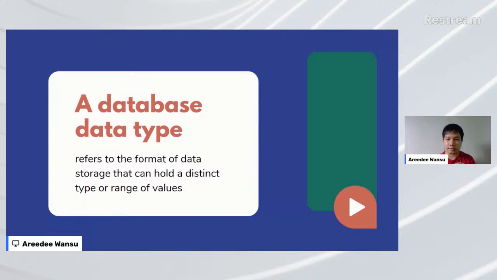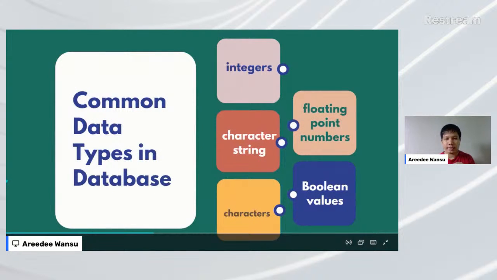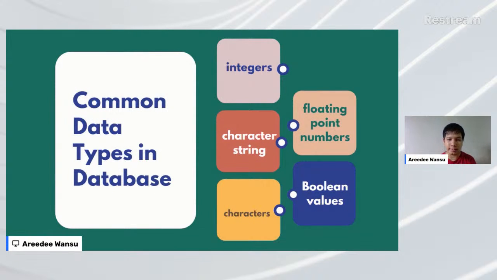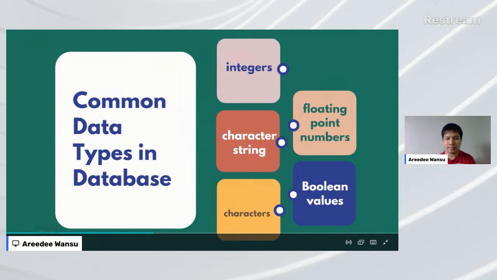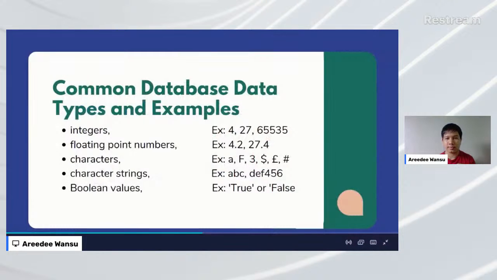So we look at the types of data. Here are the types of data in the database, such as integers, character strings, characters, floating point numbers, and Boolean values. Next, we look at each type and an example of each type.